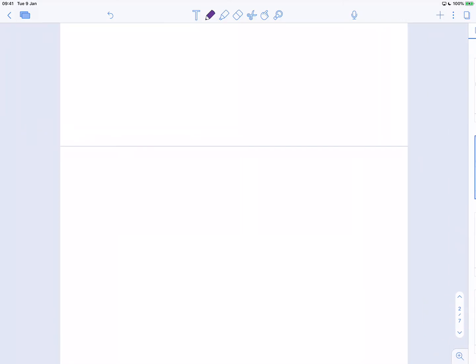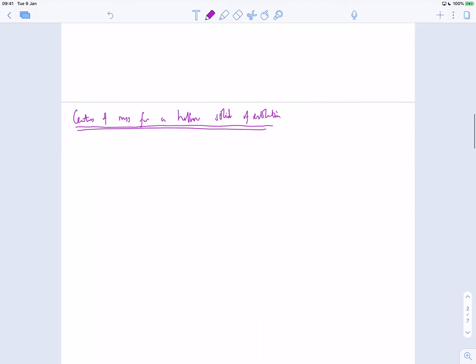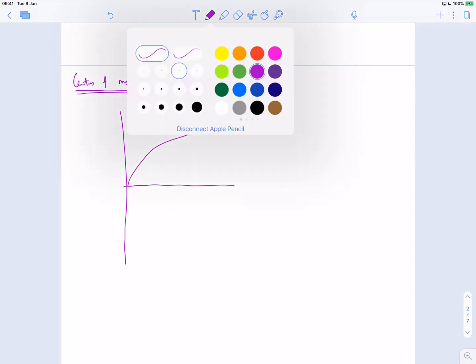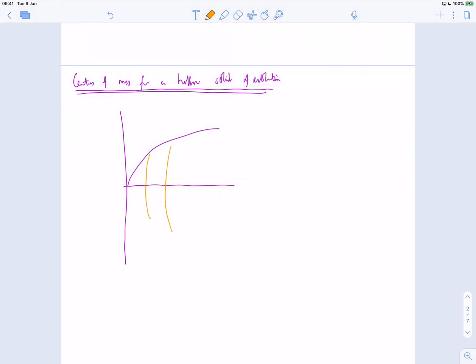So let's consider when we need to do the centres of mass for a hollow solid of revolution. So what does that mean? It means we're rotating. Let's say we're rotating around the x-axis this time. So let's say that's my shape, but now it's being rotated around the x-axis. So it's still forming the same shape, but now it's creating a hollow cone, right? It's a bell shape. The rest inside is empty. So the question is, where would the centre of mass of that be?